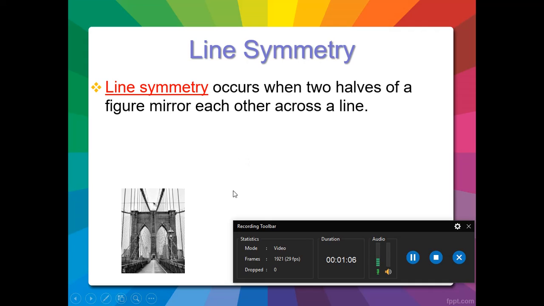So if you look at the picture of the bridge, and you can ignore the landmarks around it, just the bridge itself, the structure, we can see if I were to draw a line of symmetry right down the center, the left side of the bridge and the right side of the bridge would line up perfectly. They're identical to each other. So that would be a vertical line of symmetry.